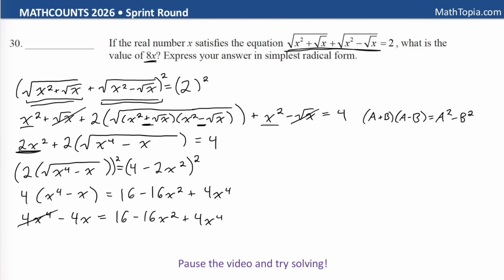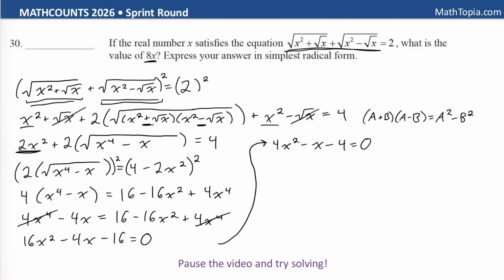Our 4x to the 4ths cancel out, and then we can rearrange this equation to get a quadratic in standard form. So we have 16x squared, just moving the negative 16x squared to the other side, and then we have minus 4x, and then moving our 16 over, minus 16 equals 0. And I'm just going to move my work over here. We can divide both sides by 4 to make it look a little neater. So we have 4x squared minus x minus 4 equals 0. And to find what x is, we can use the quadratic formula.